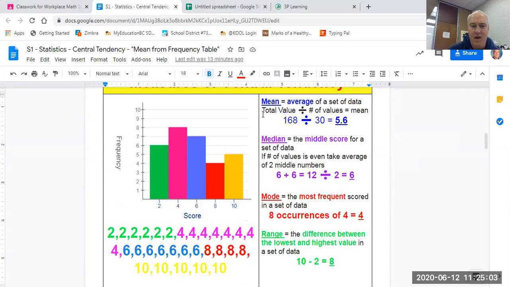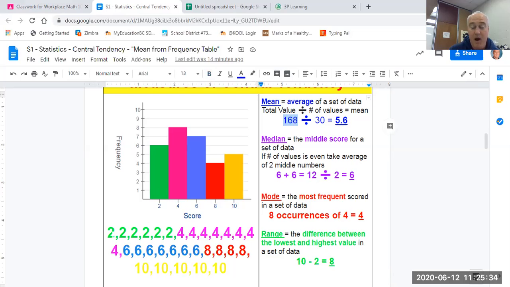So what we have is, once again, we would have 6 2s, and we would have 8 4s, and we would have 7 6s, and we would have 4 8s, and then we would have 5 10s. Now, when we add all of those numbers up, when we add all the 2s, all the 4s, all the 6s, all the 8s, and all the 10s, we have a total of 168.